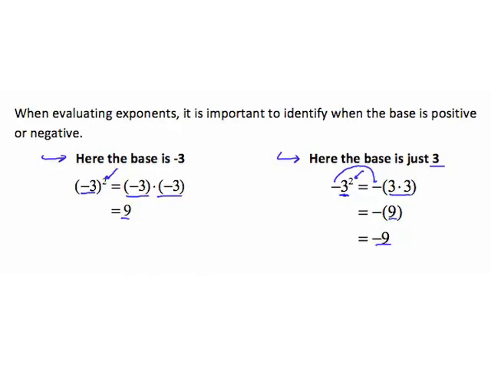So notice these problems started out very similar in the way that they looked. But in one case, the negative was included in what we were taking to the power, so we ended up with a positive 9. In the next case, the negative was not included in what we were taking to that exponent of 2, so we ended up with an answer of negative 9.